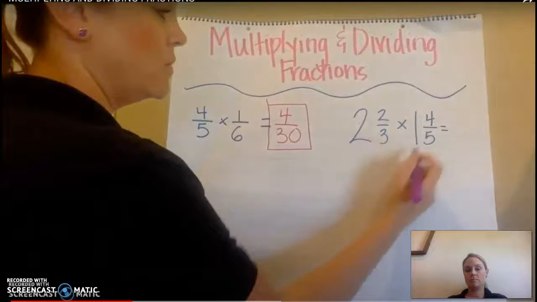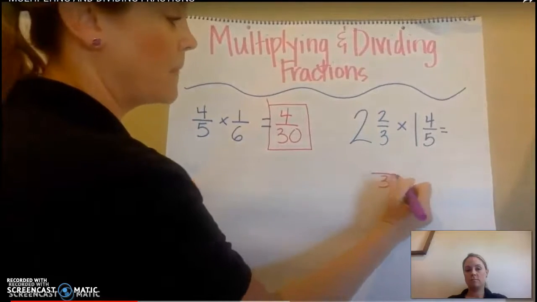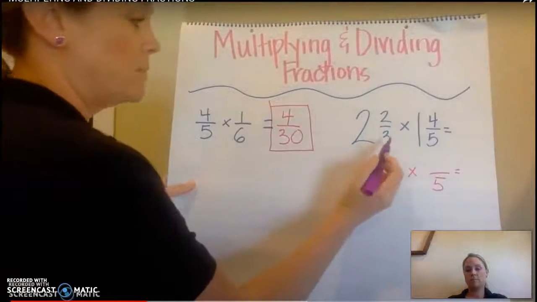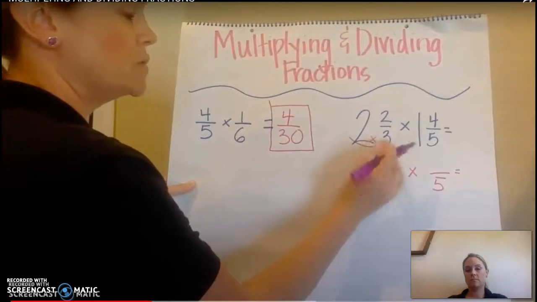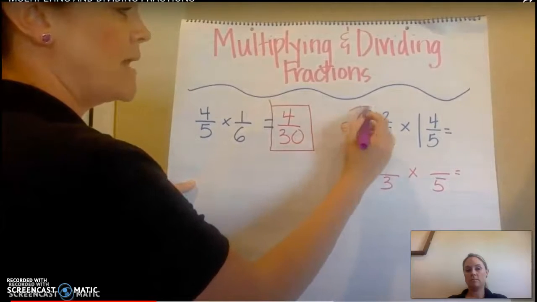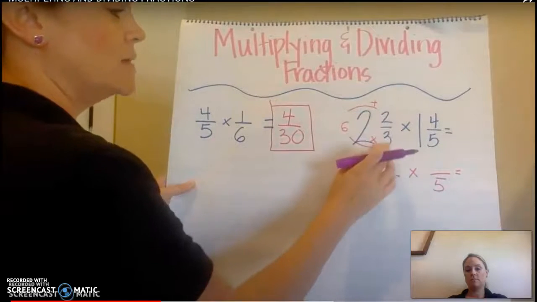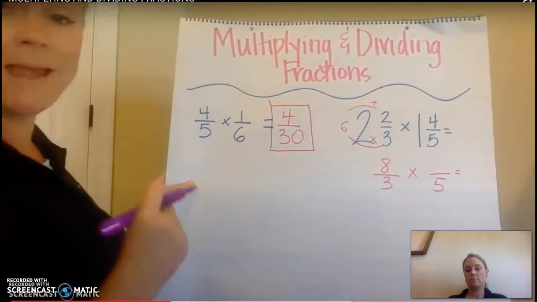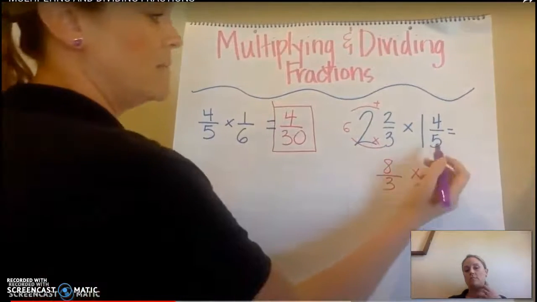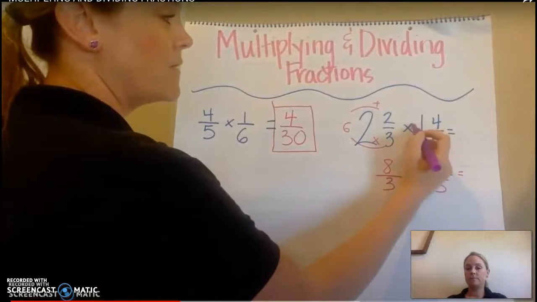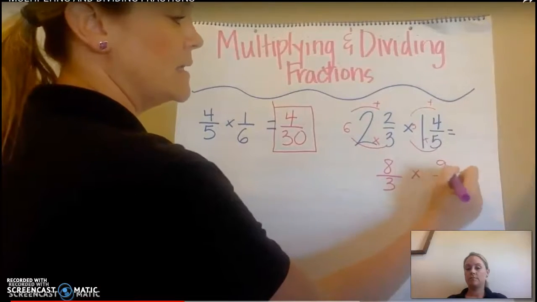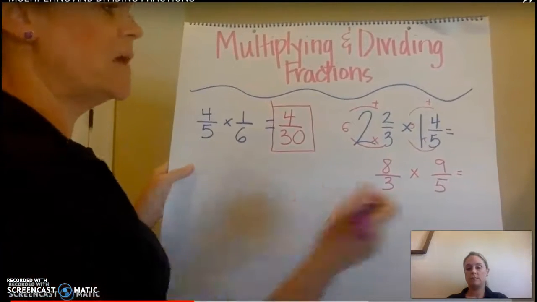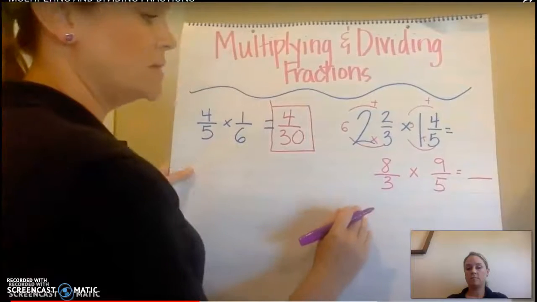So I know that my two denominators here are going to stay the same, okay? And I have to make these improper. Well, 3 times 2 wholes gives me 6, and then I have 2 pieces that I need to add to that. So 3 times 2 is 6, and 6 plus 2 is 8. So here I get 8/3. Okay, I do the same thing here. 5 times 1 is 5. 5 plus 4 is 9. So now I'm just multiplying 8/3 times 9/5, and I can just multiply that straight across.